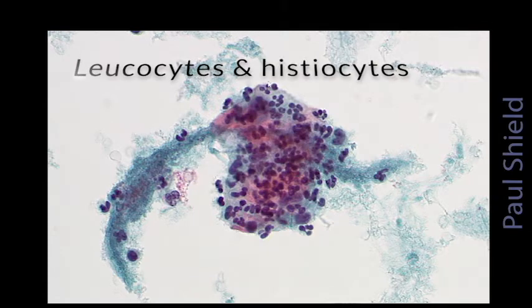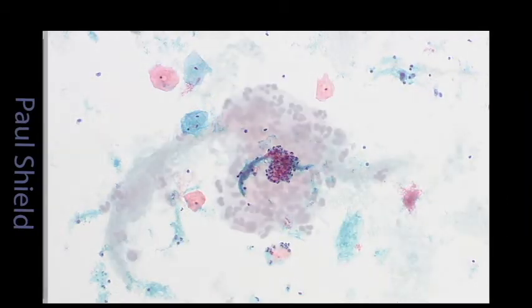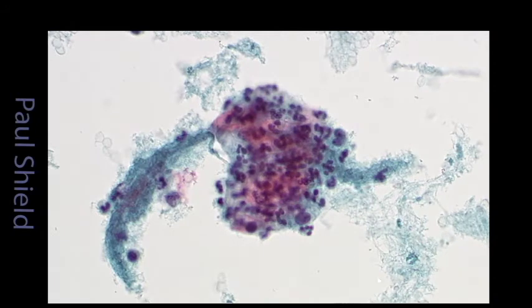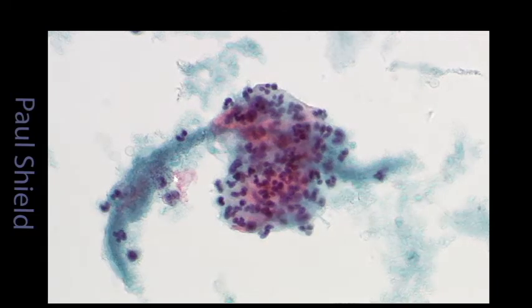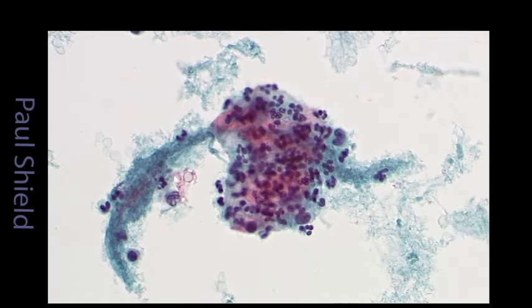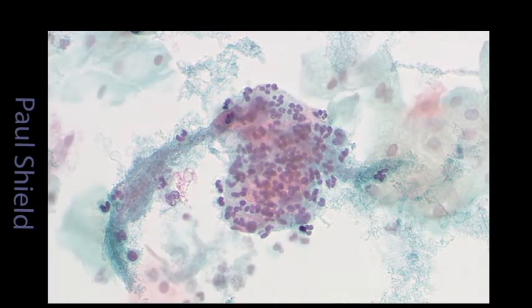Hi everyone, in this clip we're looking at lymphocytes, histiocytes and neutrophils. Neutrophils are present in virtually every specimen, and although they should normally be arranged singly, they often clump like this. But you can see the nice tri-lobed nuclei in most of the cells, and that's really the giveaway that you're dealing with leukocytes, with neutrophils.